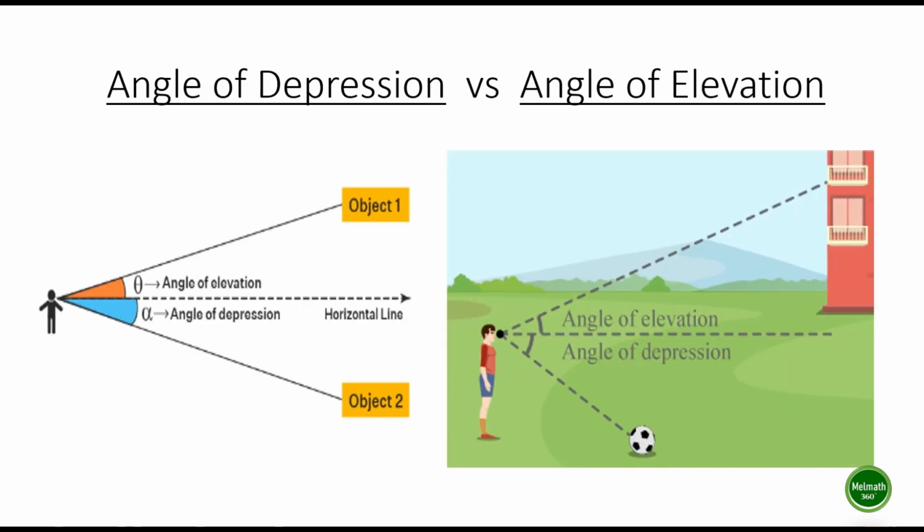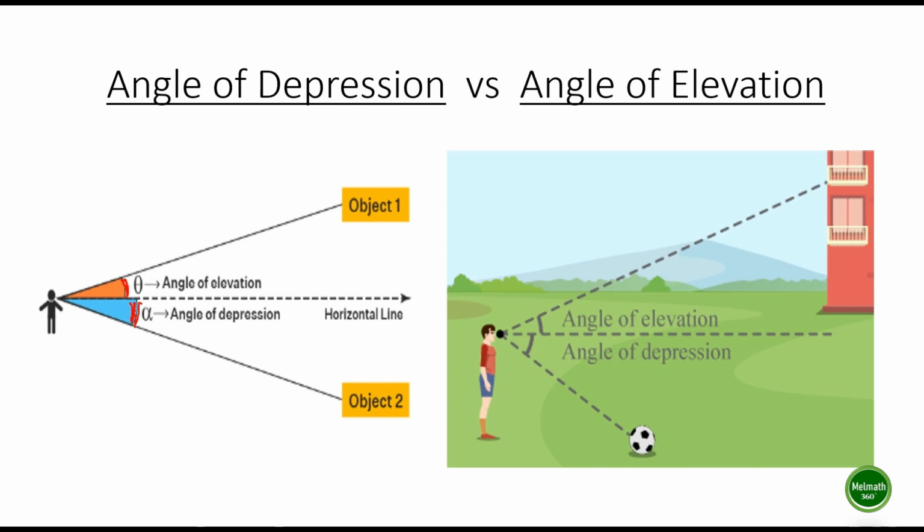What is the difference between angle of depression and angle of elevation? The angle of depression and angle of elevation are opposites of each other. In the angle of depression, the object is placed below the observer, while in the case of the angle of elevation, it is placed above the observer.